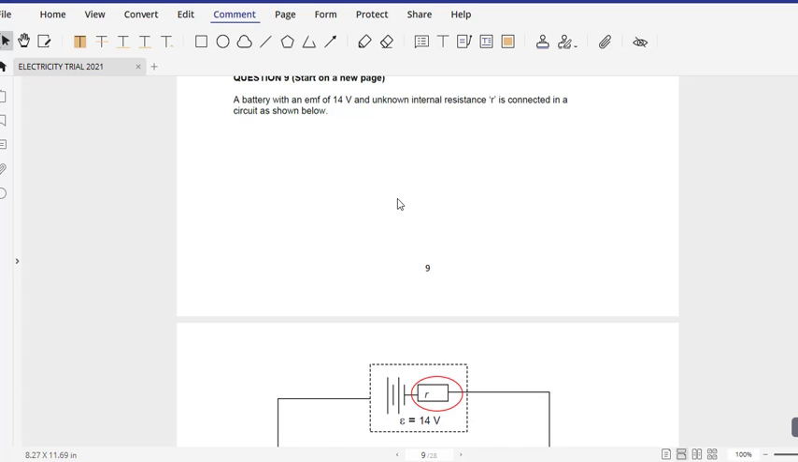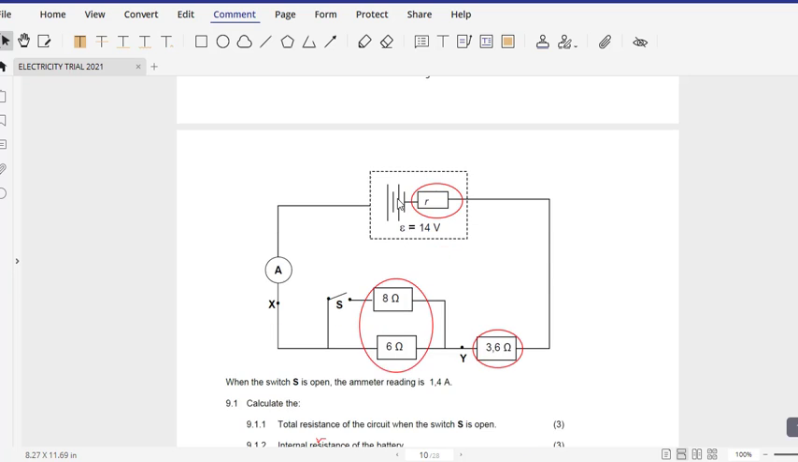Now we see the circuit, and then we see that we have a battery, an ammeter, and then we have two resistors in parallel. There's a switch between this resistor, that's 8 ohm, and this point here. Then we see a 3.6 ohm resistor in series with this parallel section, and then we see the internal resistance of the battery, and then the EMF.